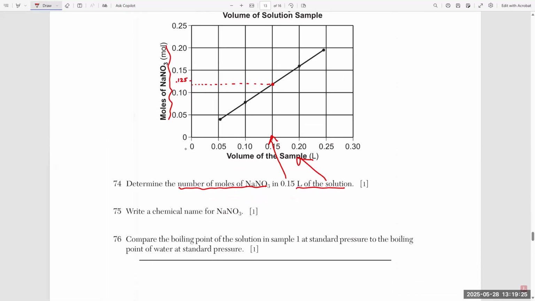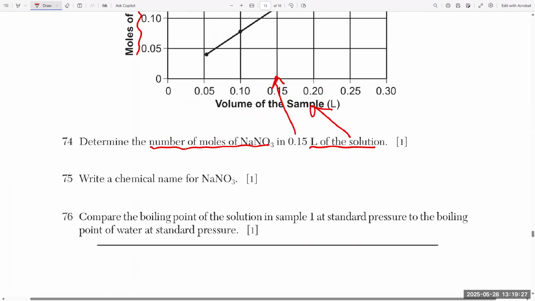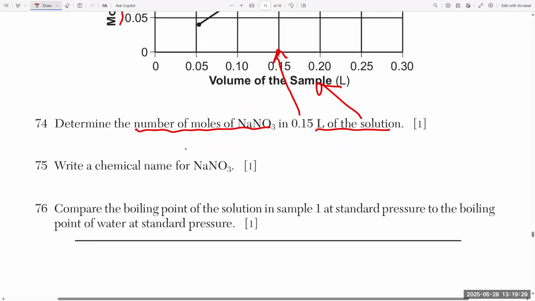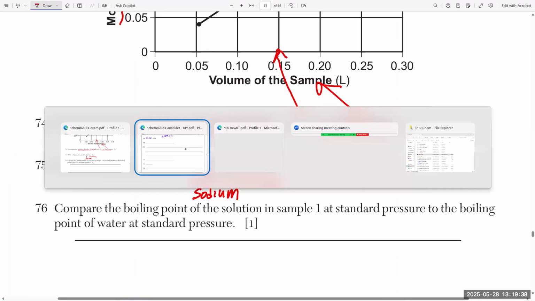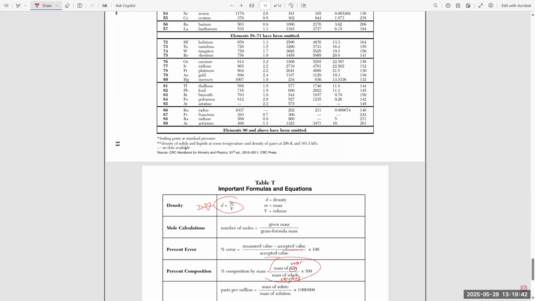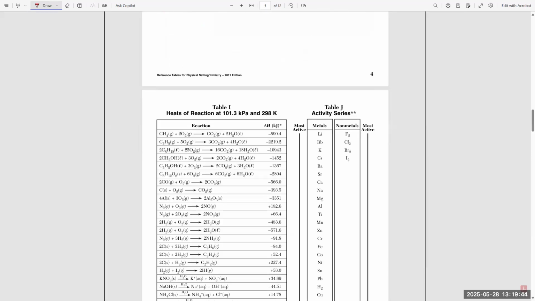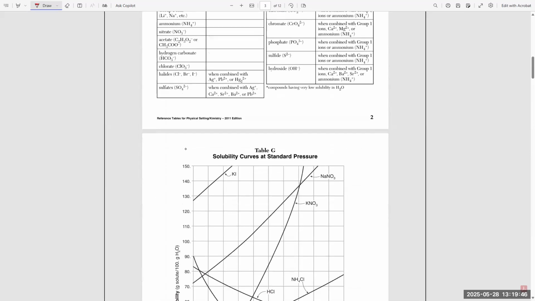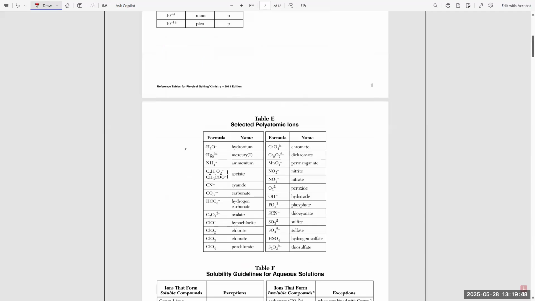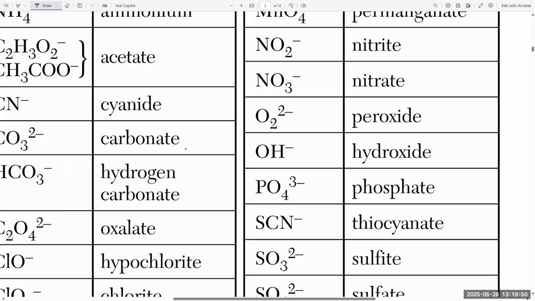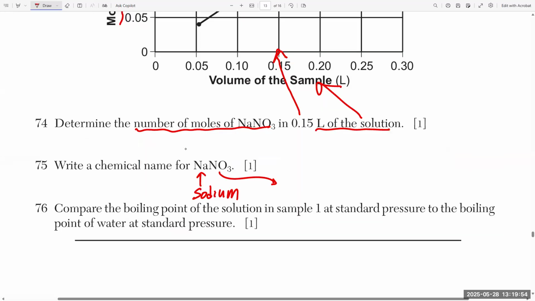Write the chemical name for sodium nitrate. Do you realize this? Do I know how to tell? What is this? This is sodium. Again, I'm going to show you now how to do it in case you didn't know. Where do you go? That's a polyatomic ion, so you go here. Nitrate. So it's nitrate.